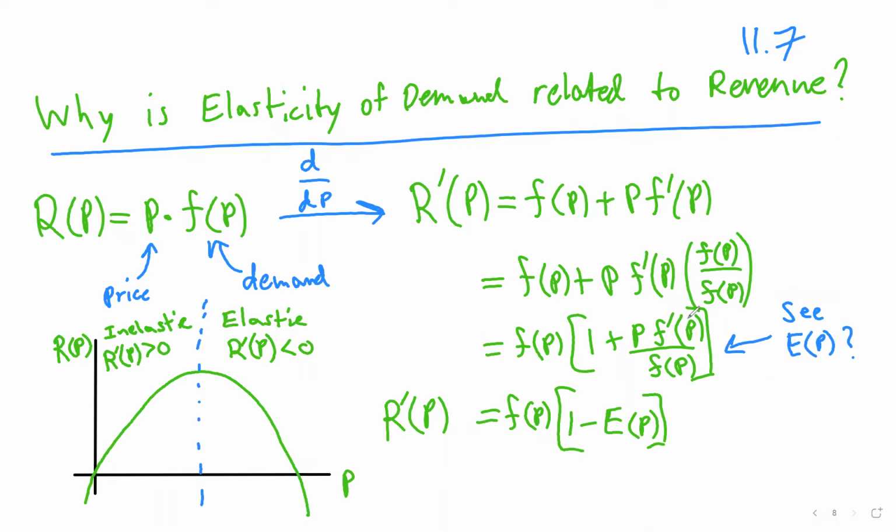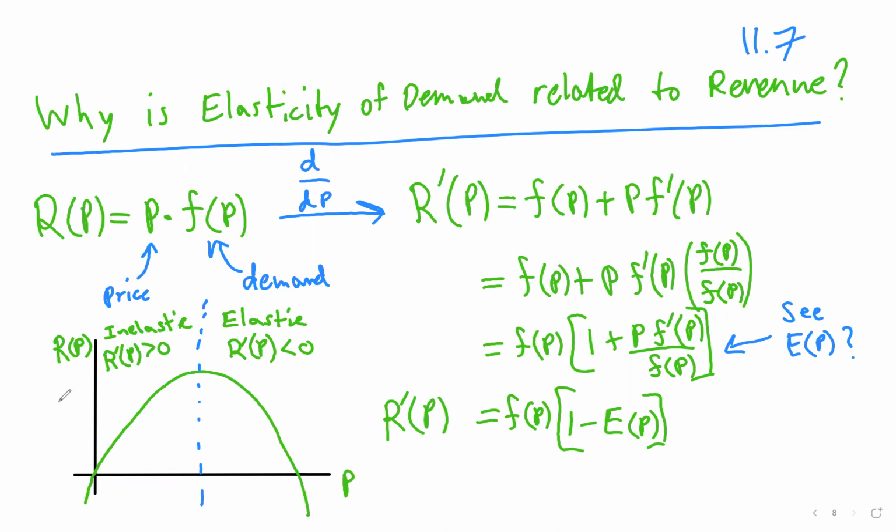And so this here is basically our E of p. We just need to put an extra negative sign in there, and that's how we would get it. And so the end relation between the derivative of revenue with respect to price is that it's equal to f of p times 1 minus the elasticity of demand, E of p. And so we get that end result after doing some algebra to solve for it. This is how your derivative is related to elasticity of demand.